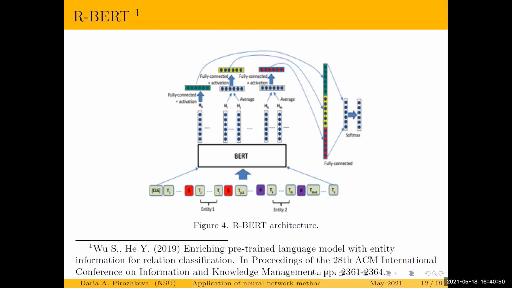So after that, we give the sentence to the BERT model and get embeddings. And after that, we average the embeddings of the entities and the sentence. And after that, we put them into a neural network and get the classification.